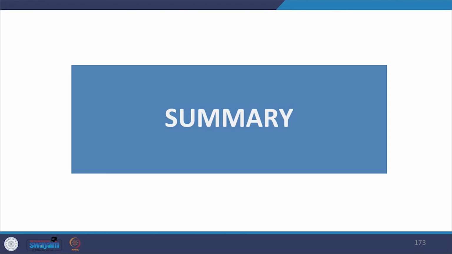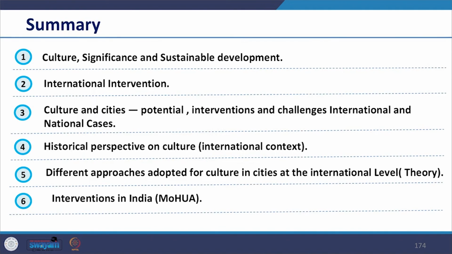So, summarizing today's session, in the beginning we discussed culture, its significance and why it is important for sustainable development. We looked at the international interventions, then we looked at culture and cities, we reviewed the potential it has, the interventions which are done and what challenges are there. So, we saw with very few examples; that is not the complete picture. Thereafter, we looked at the international and national cases in brief so that you can build the connection between culture and city planning. We looked at the case of Banaras and Ranchi.